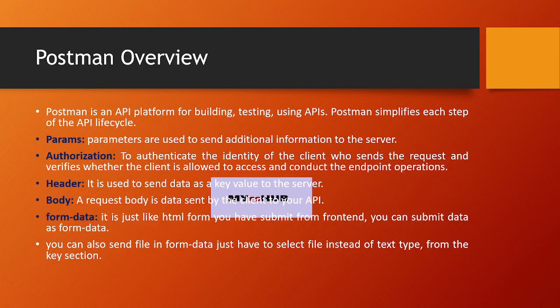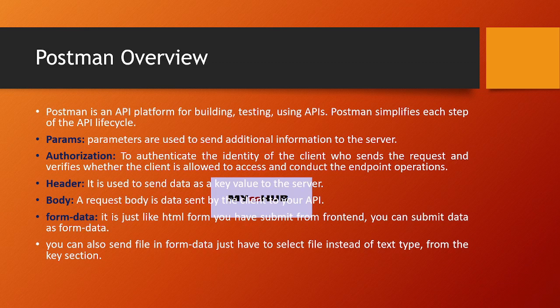Those data can be sent from the body section. But in the body section, we have multiple options to send data. The first one is form data. It is just like an HTML form you have submitted from the front end. You will get a key-value pair option here. You can provide the key name and then its value, and those key-values will be sent with the API request. You can also send a file in the form data by selecting file instead of type text from the key section. That's it.